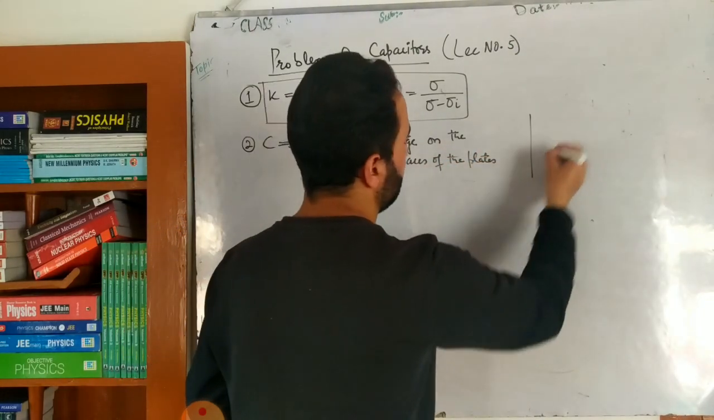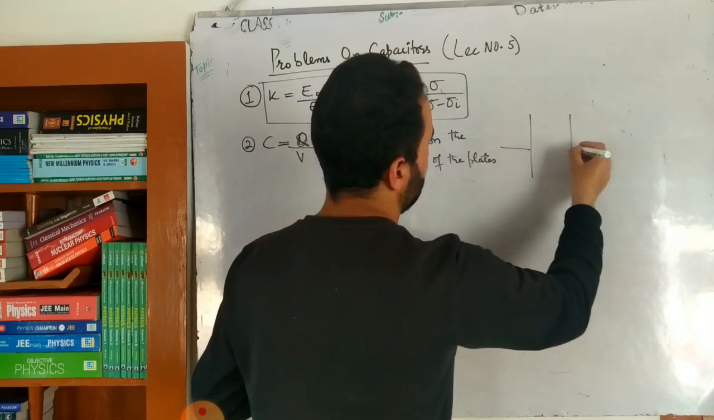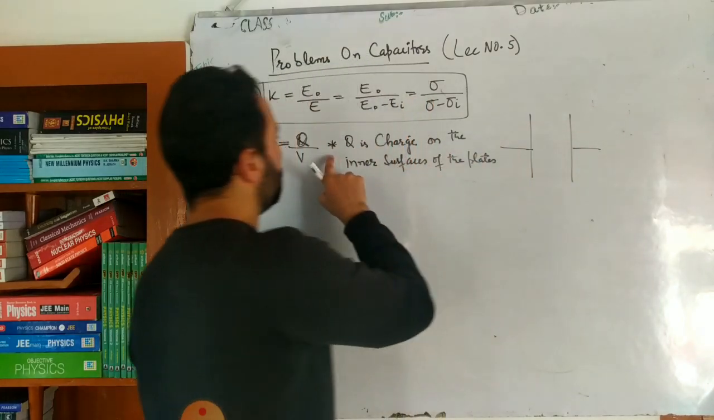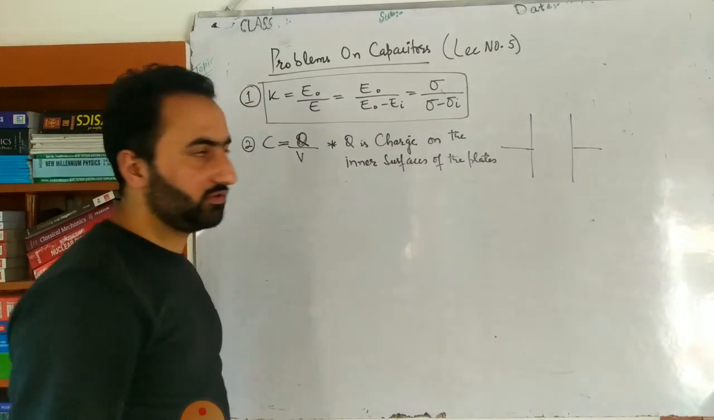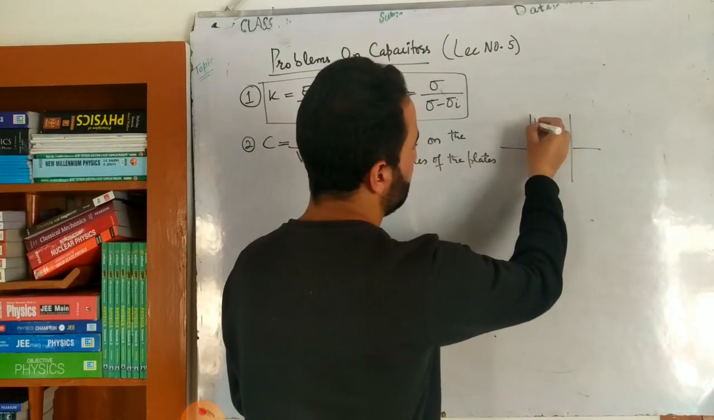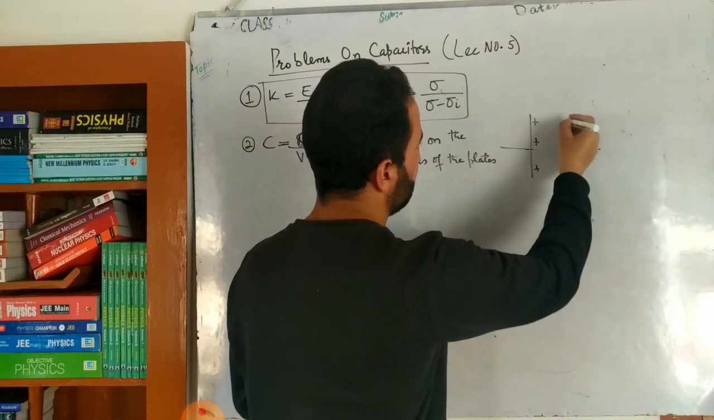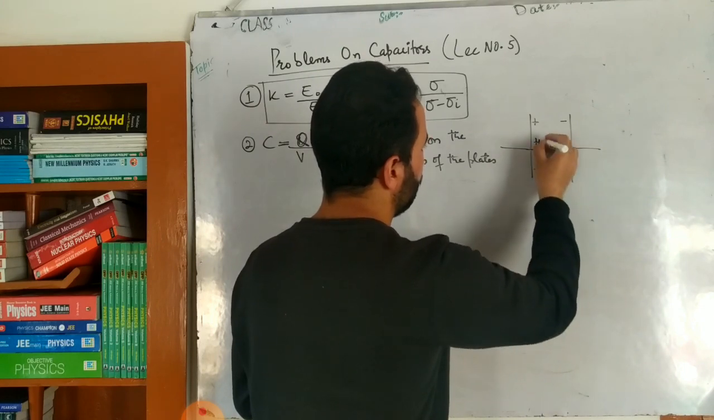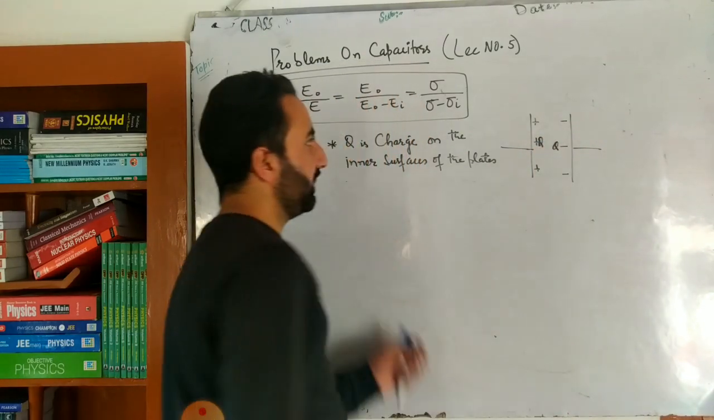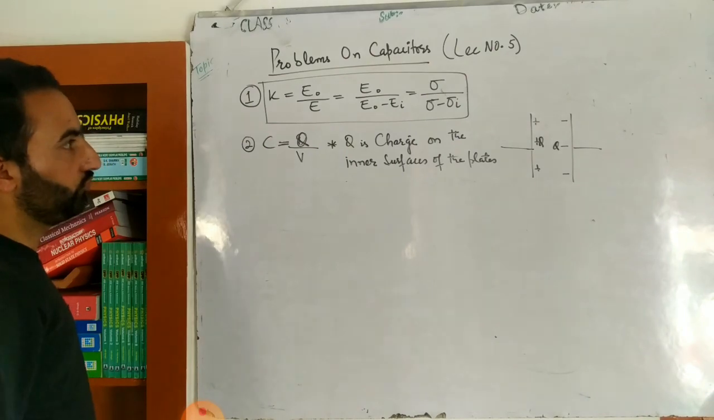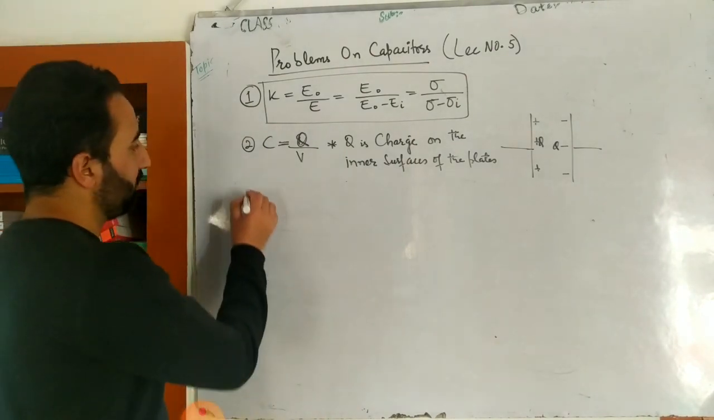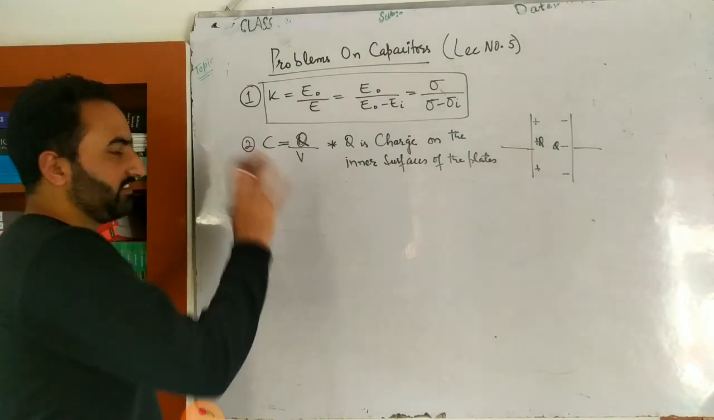That means, for example, here we have a parallel plate capacitor. Q is the charge on the inner surface of the plates. That means the charge here is plus Q on the inner surface, and the charge here is minus Q. So Q is the charge on the inner surface of the plates.